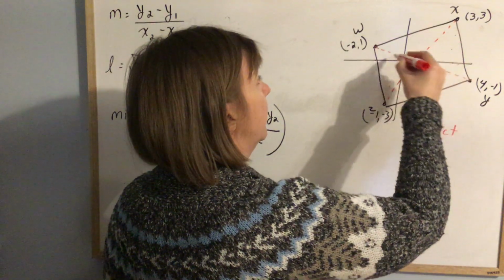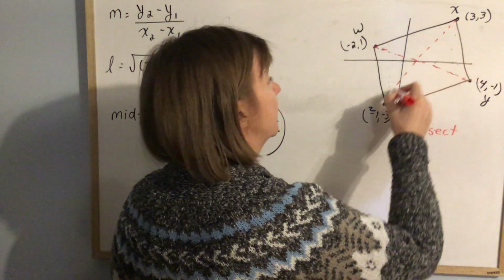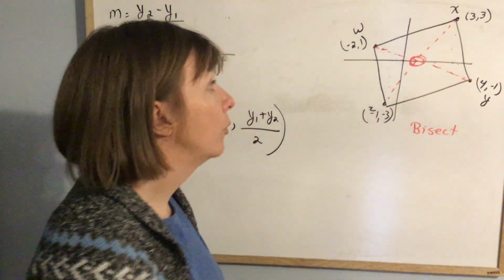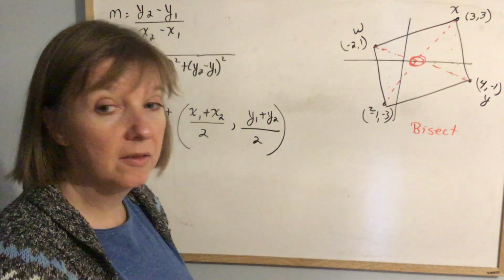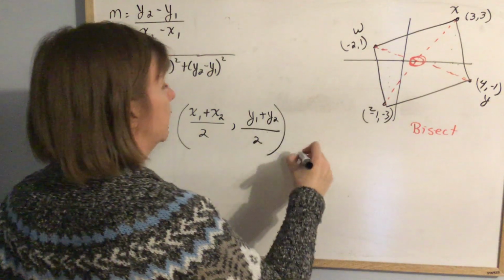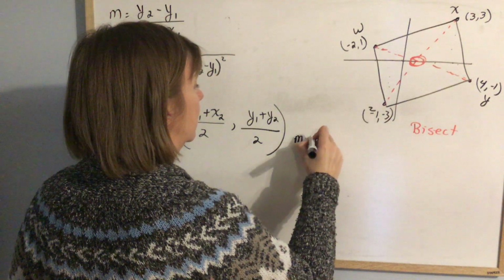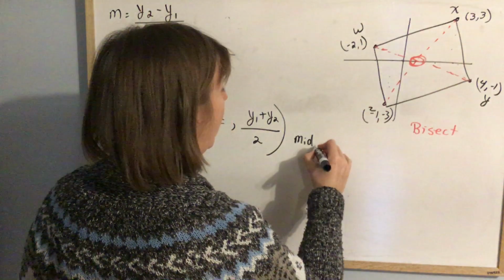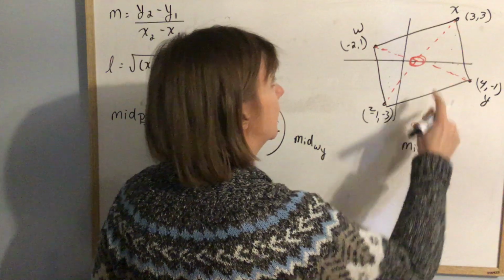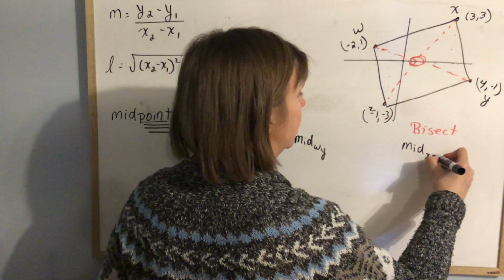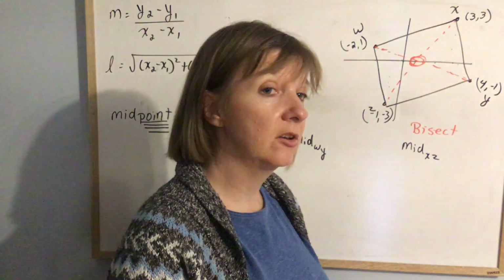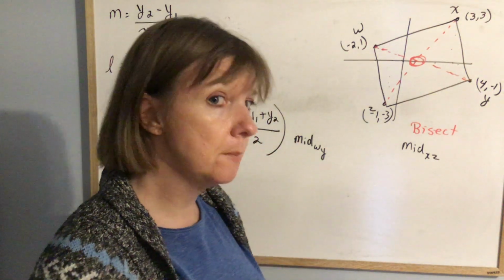So if this is a parallelogram, this diagonal line and this diagonal line would be the same length, and so their middle would be at the same point. So what I'm actually looking for is the midpoint between W and Y, and the midpoint between X and Z. And if, in fact, those two diagonal lines bisect each other, the midpoints will be the same.